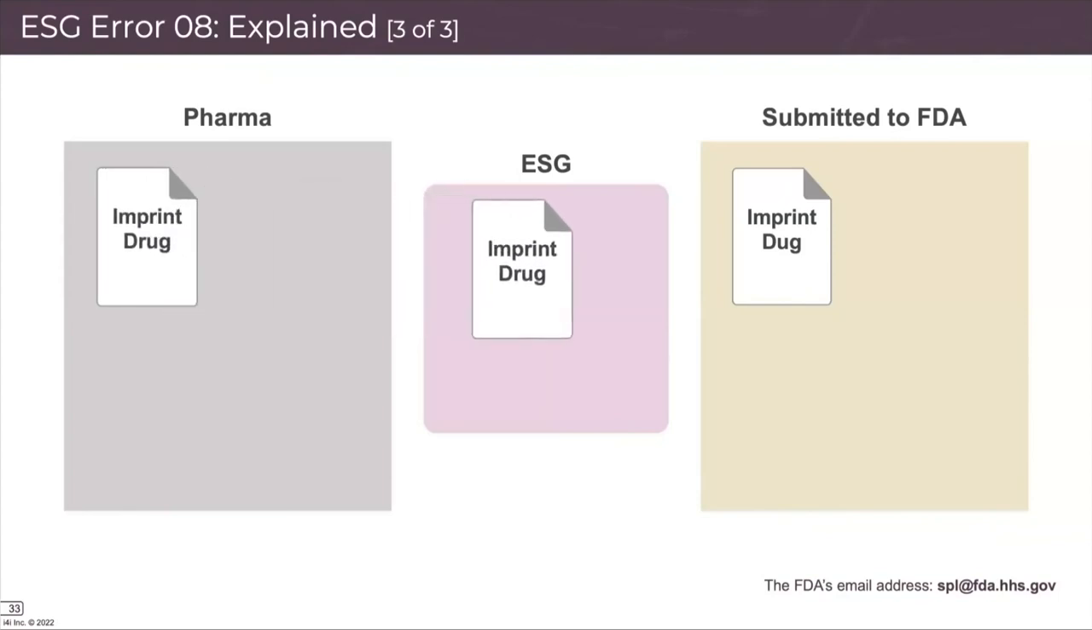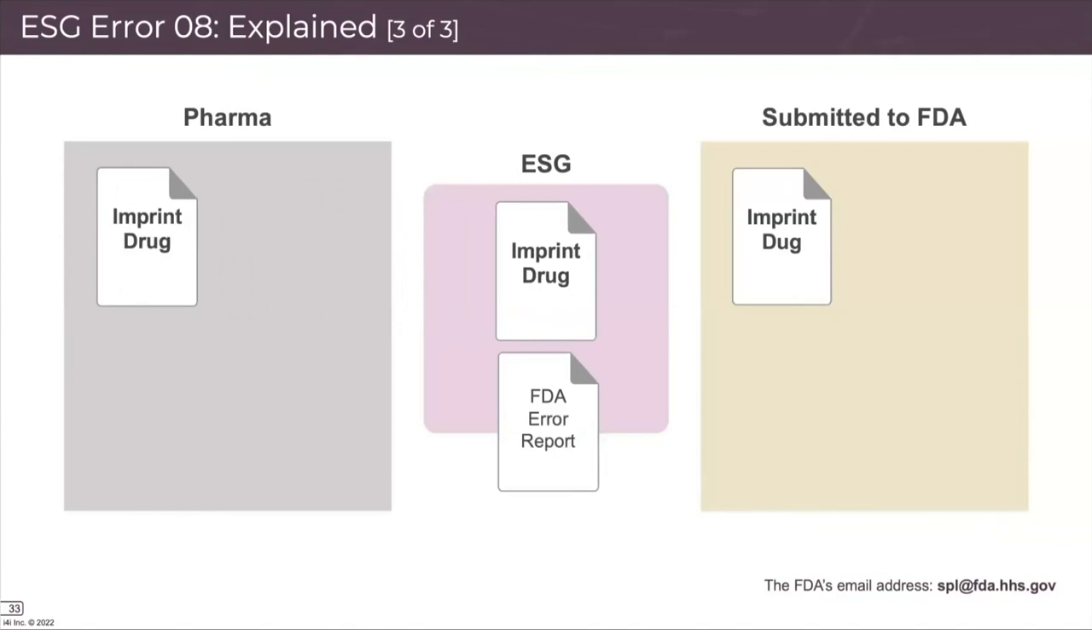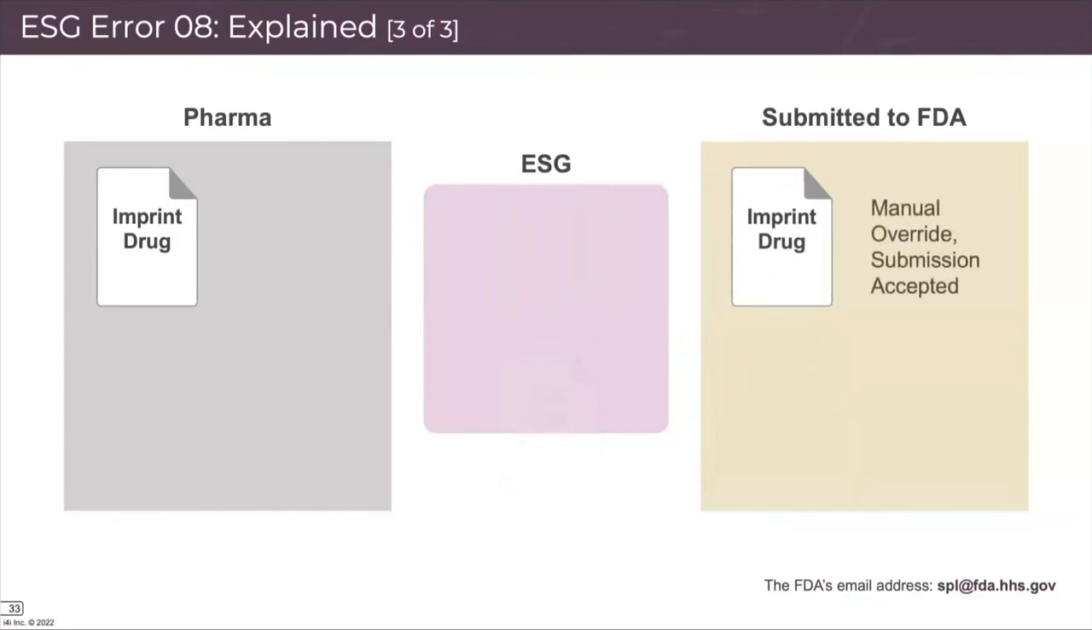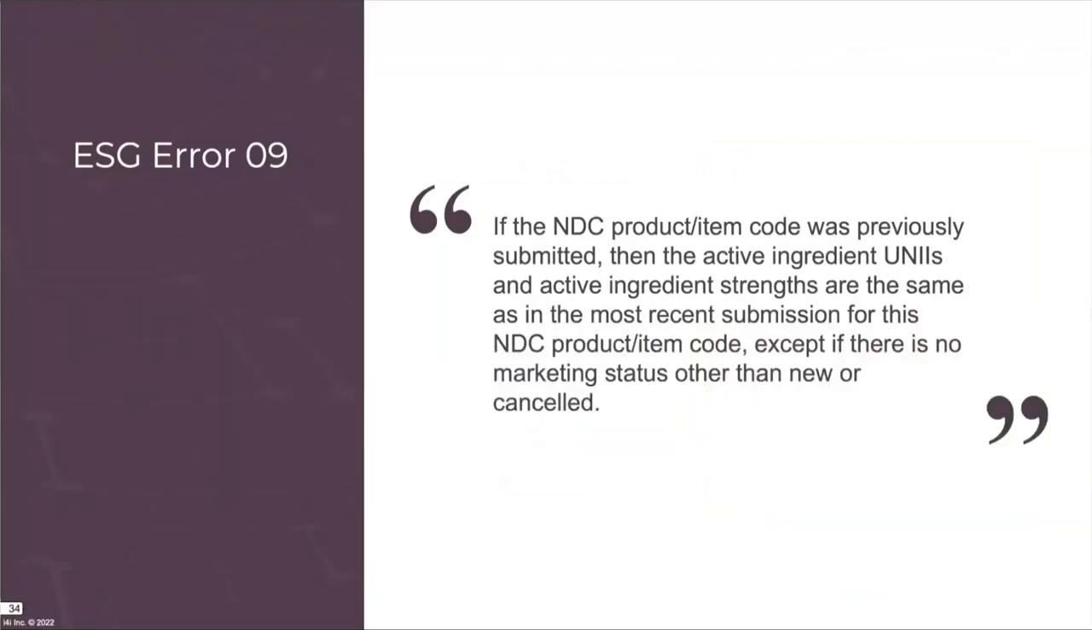So you submit the SPL to the ESG. It fails because of mismatched product characteristics. In this example, the previous version was incorrect and you are submitting a new version to correct this. Email the core ID to the FDA at spl@fda.hhs.gov with an explanation. For example, you can say that there's been a typo in the previous submission and that you are trying to correct it. The explanation is then reviewed by the FDA along with the SPL document, and then the manual override submission is accepted considering there's no other issue with the file.